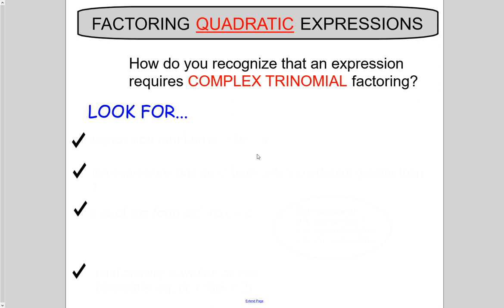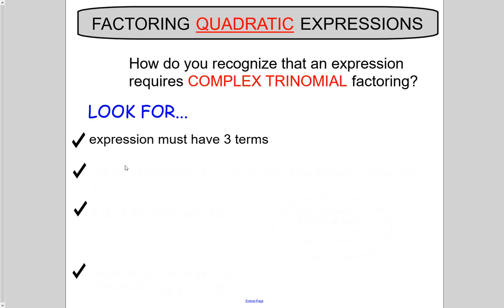Let's have a look at factoring. This is our last part of factoring, our last kind of case, and this is called a complex trinomial. So we've done simple trinomials, now we're going to do complex trinomials. Here's what we're looking for with a complex trinomial.